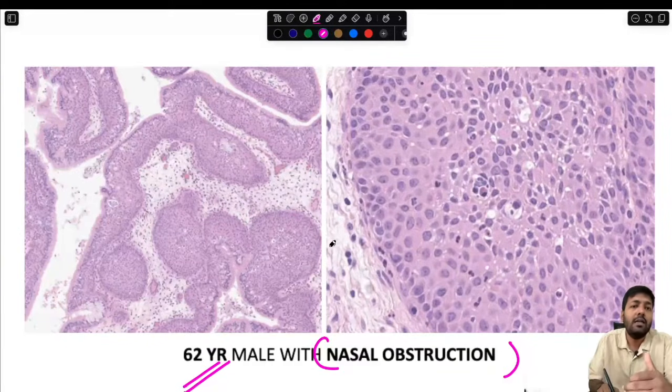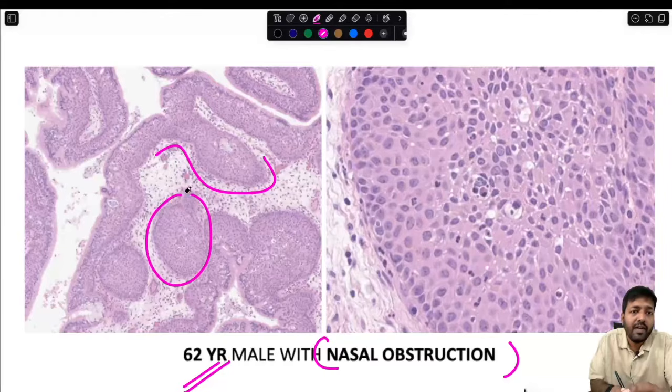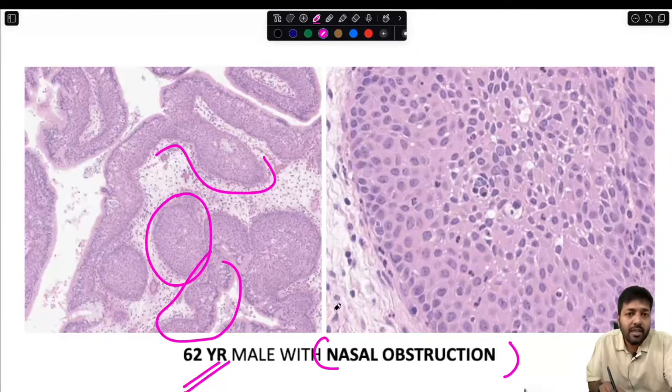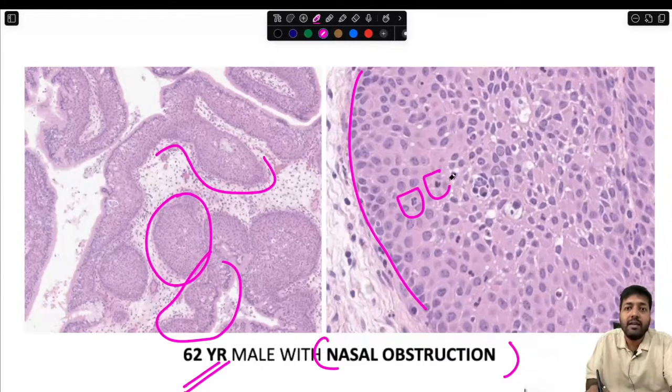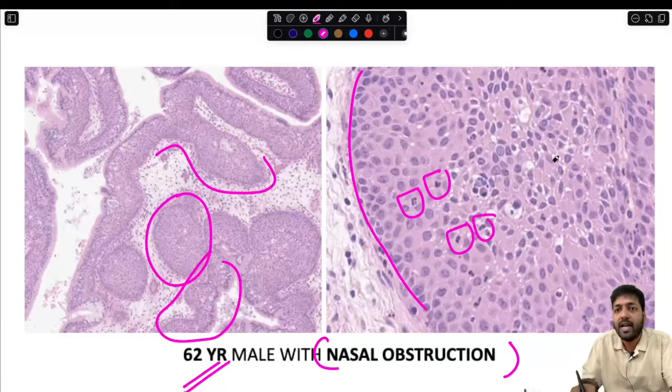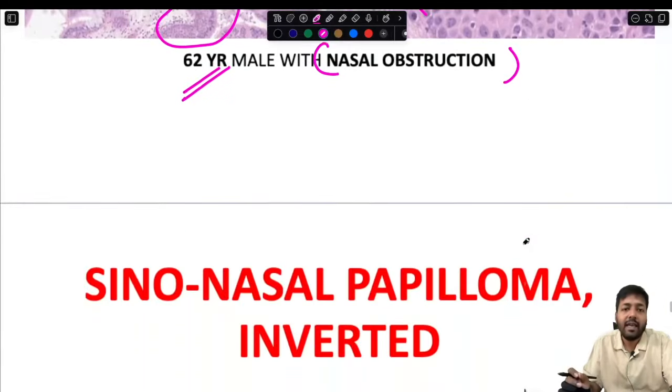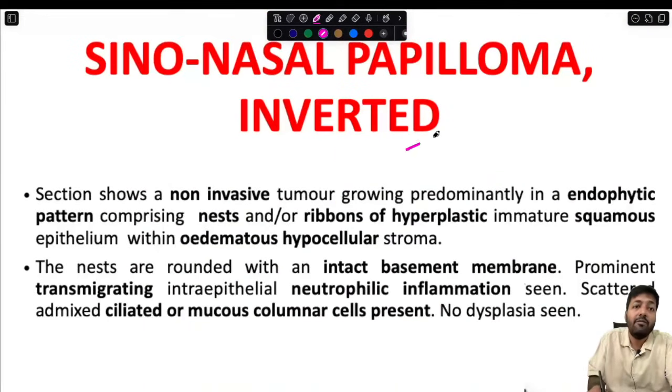You can see a non-invasive tumor predominantly growing in an endophytic pattern, comprising nests and ribbons of immature squamous epithelium. If you see, the nests are rounded and limited by a basement membrane. As you can appreciate over here, certain transmigrating neutrophils are present, and you can also see the presence of mucinous cells as well. So what is the diagnosis? Very easy. It is a case of sinonasal papilloma, inverted variety.